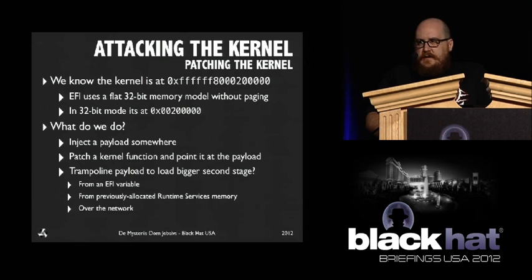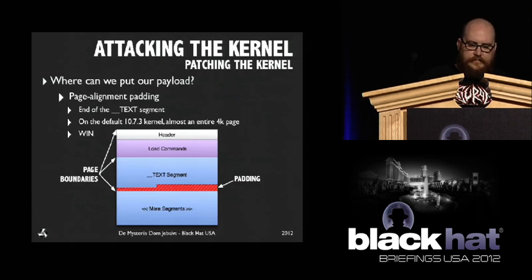Because we don't have a lot of room to put our payload in, what I've done in my proof of concept is use a trampoline payload that bounces off to a second stage payload, and finds that second stage payload. I've used an EFI variable, but you could also use runtime services memory that's allocated within EFI and call back into from the kernel, over the network, whatever else.